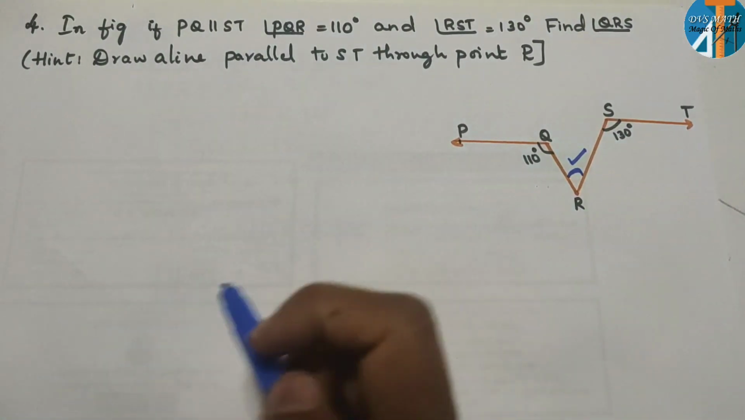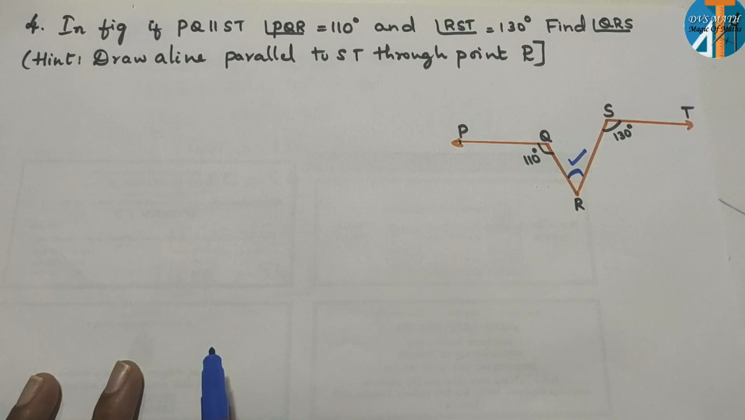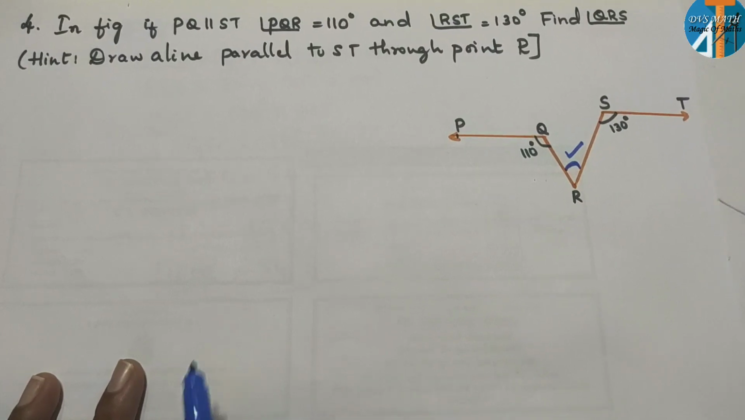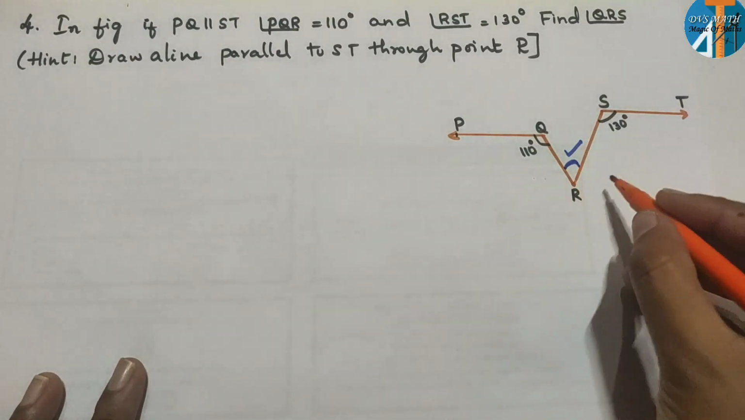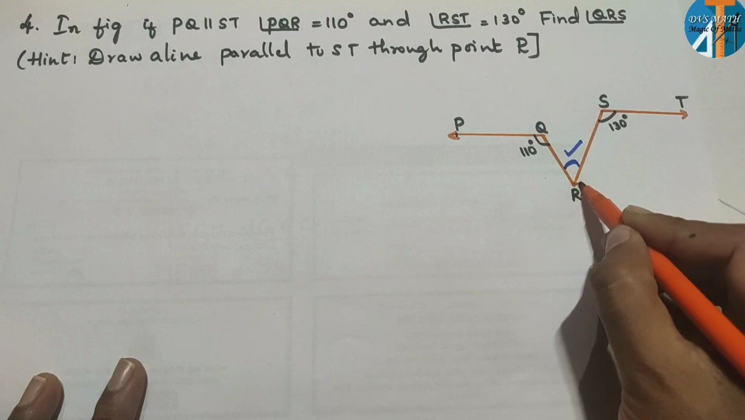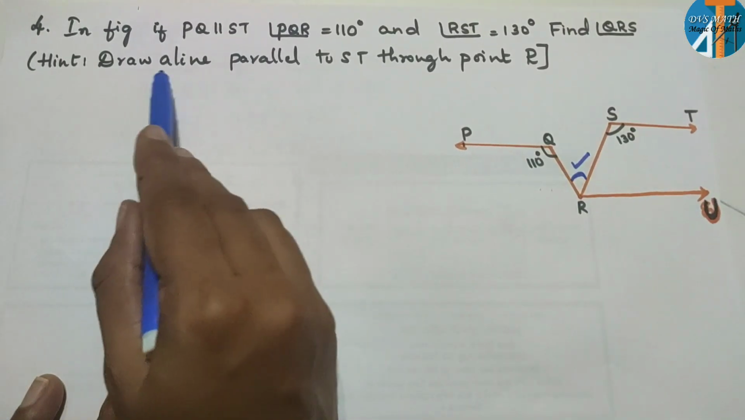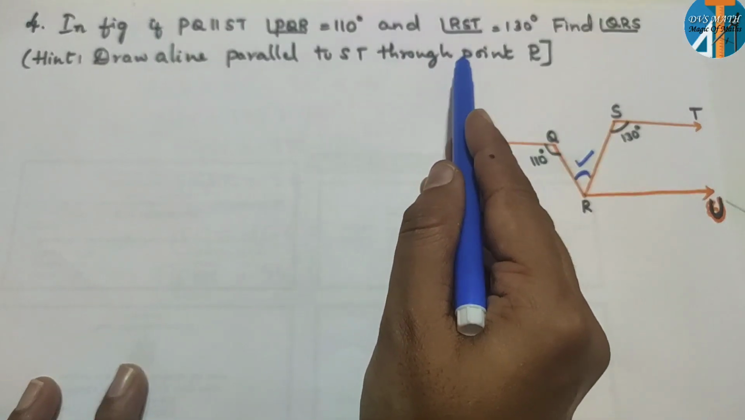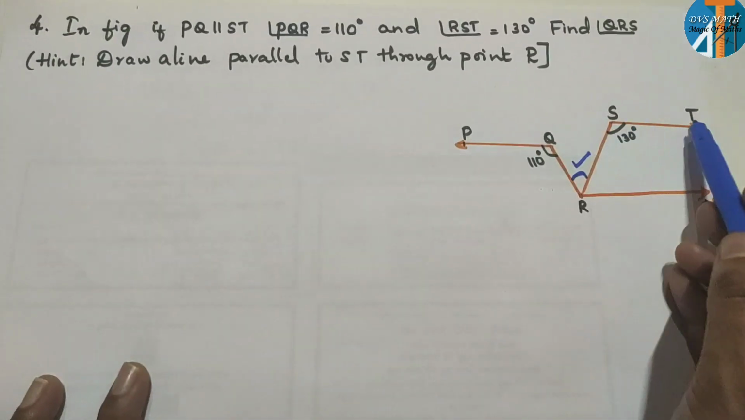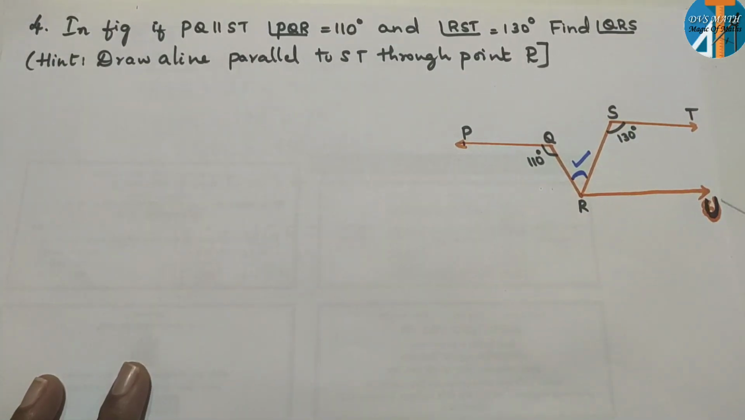Now let us start. For this, in the textbook they have given a hint: draw a line parallel to ST through point R. Okay, let us consider now. That means we have to draw a line parallel to ST from this R. Let us draw one parallel line. So RU is parallel to ST now.